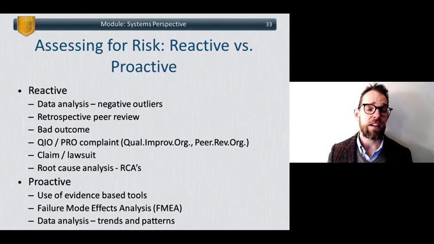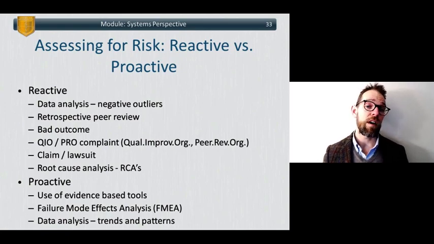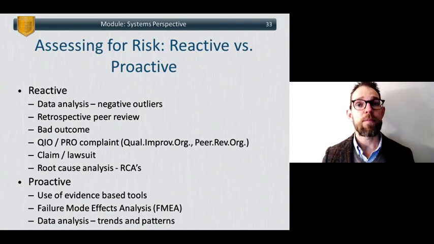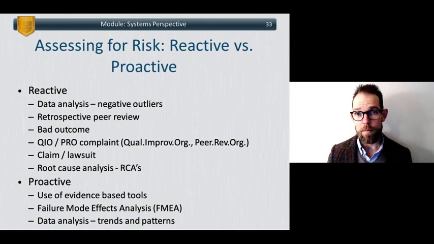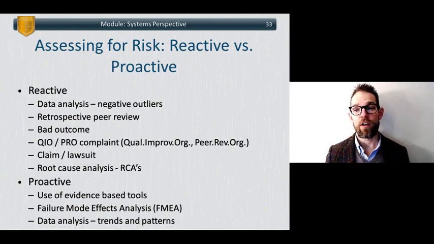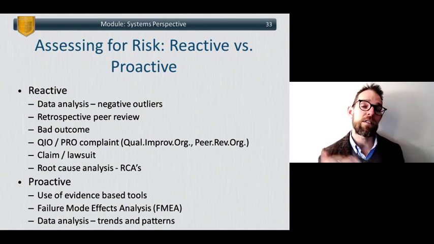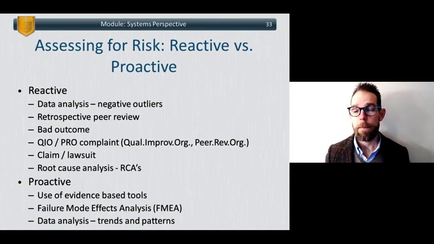Typically, that is a sentinel event or a bad outcome. We use a quality improvement organization or peer review organization receives a complaint, and we evaluate that provider. Oftentimes, there is a claim or a lawsuit involved in this event. And then we typically do a root cause analysis. A multidisciplinary team convenes and looks at the various conditions that enabled this ill event from occurring. So reactive, you are reacting to an event that has happened in the past.